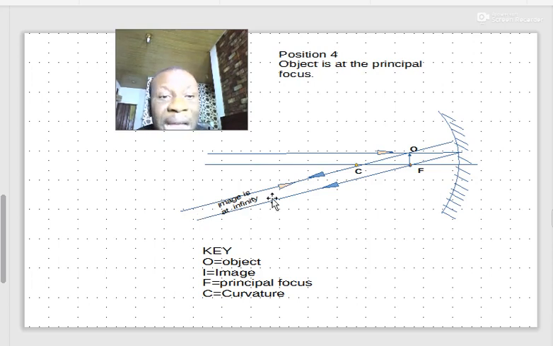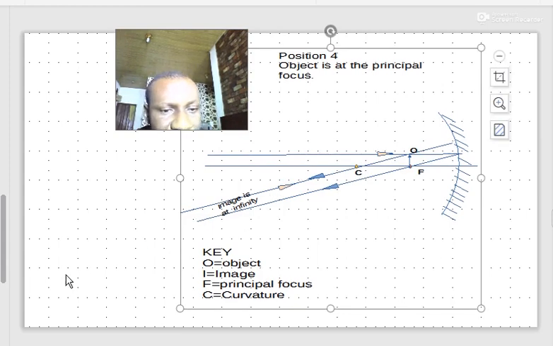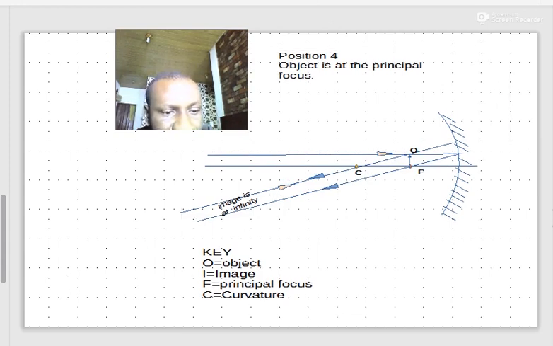We must bear in mind, these are exam questions. When the object is placed at the center of curvature, we saw that the object's image is the same size as the object. But this time, when the object is now at the focal point, the object does not have an image. So the last position is when the object is between the focal point and the mirror itself, or the pole of the mirror itself. That's where we are heading to.